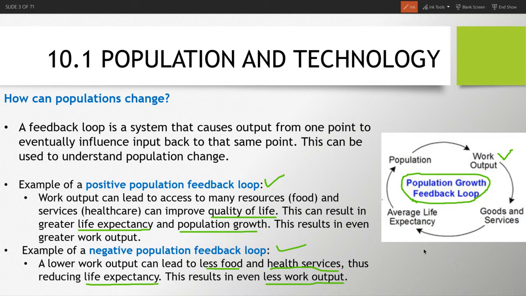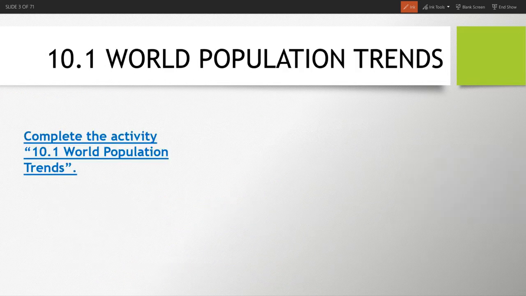Okay. So feedback loops apply to many different phenomena or events or situations. But in this case, we're looking at how they can influence populations specifically. And these are just a couple of examples that we've looked at here today. So keep this in the back of your mind as we go forward in the unit and look at different issues that can arise related to population.